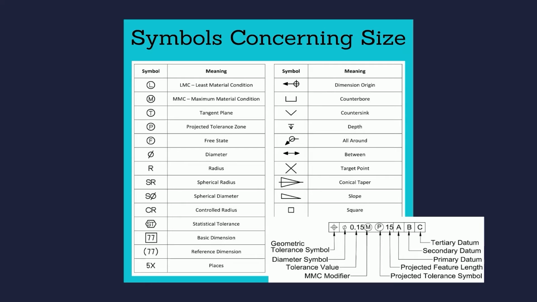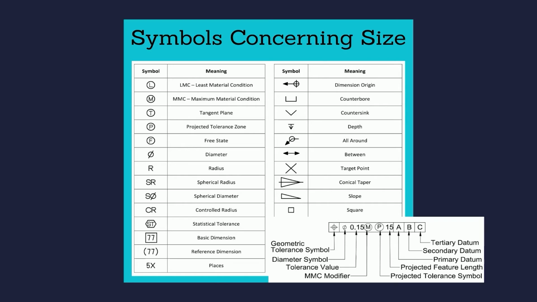When you go into places, that can be used in, hey, this radius is this much at this many places, so that way you don't have to keep repeating. Then you'll run into a dimension origin, and then it'll tell you, hey, this hole needs to be counterbore, it needs to be countersunk, the depth of said hole, all around, which means every surface, between, which is your boundaries, target point, a conical taper, a slope, and a square. Some of these are used very often, some of these are not.